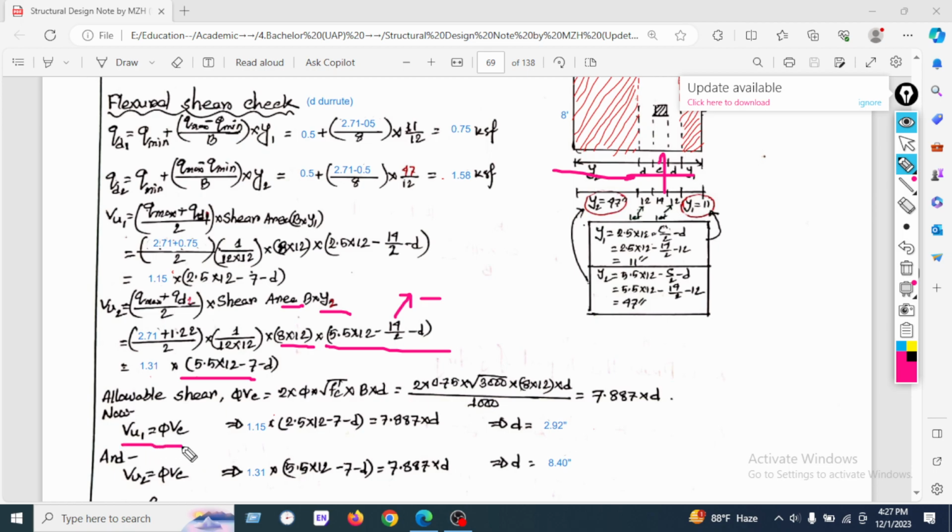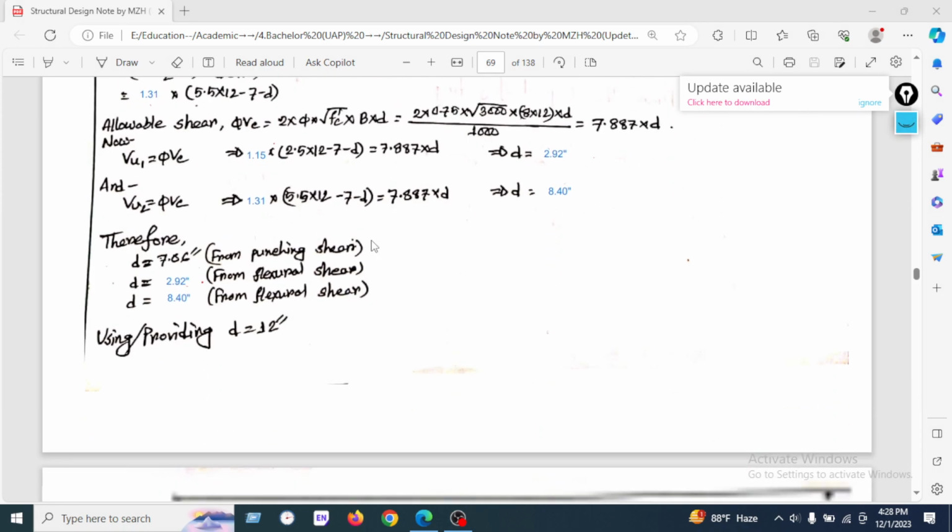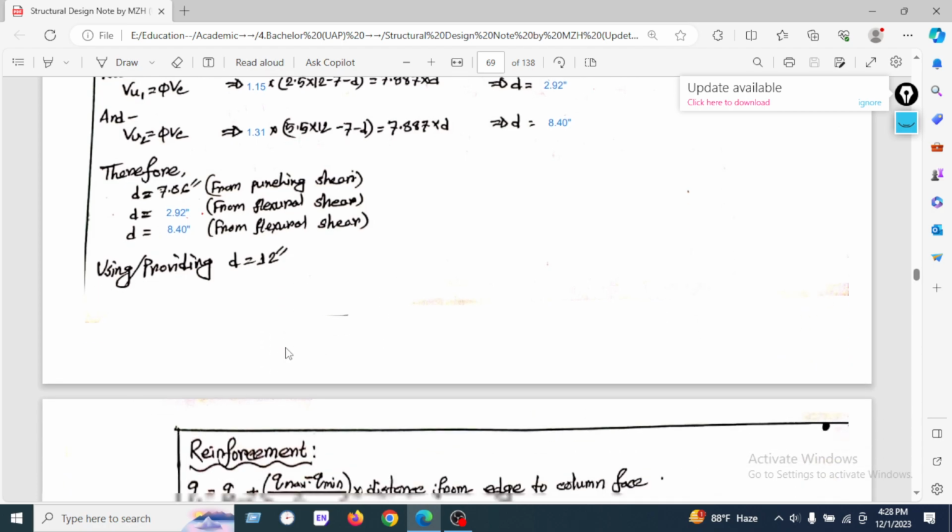If we compare this equation, then we will get a d value of 2.9 inches, and another d value is found as 8.4 inches square. So if we summarize the d values, we will find three types of d value, where one is 7.06, another one 2.96, and the last one 8.46 inches square. Now, but we will use 12 inches for our safety purposes.